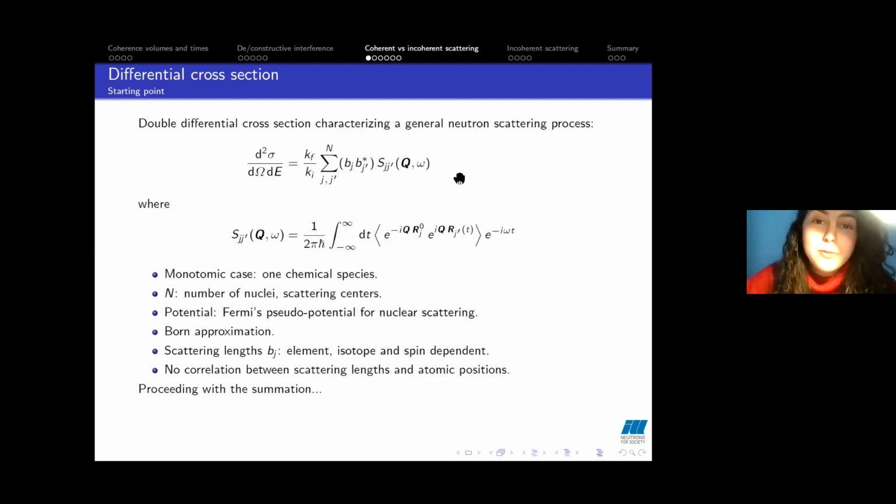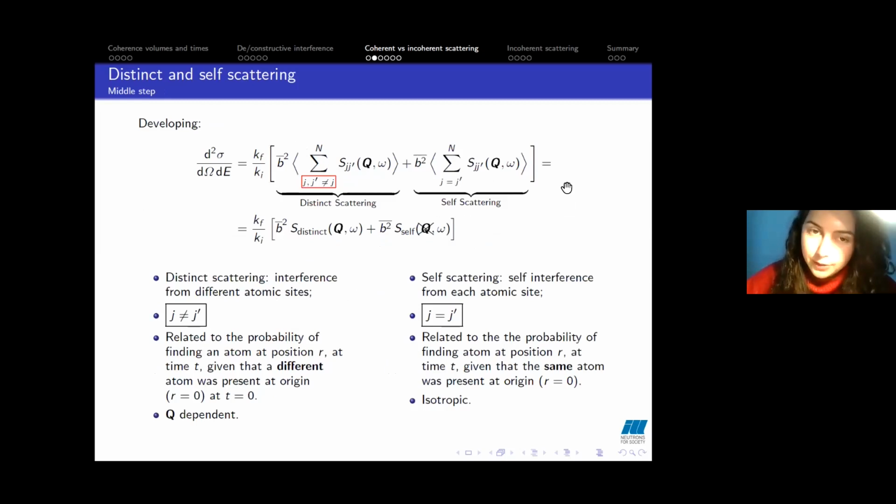And after playing a little bit with it, we get to this expression right here. Again, here we have the terms of the sum in which J prime and J are different, and here the ones where J and J prime are the same. The first term refers to what is called the distinct scattering. It includes the signal, from the total scattering signal, corresponding to the interference from different atomic nuclei, atomic sites. And this would correspond to the self-interference from the same atomic nuclei.